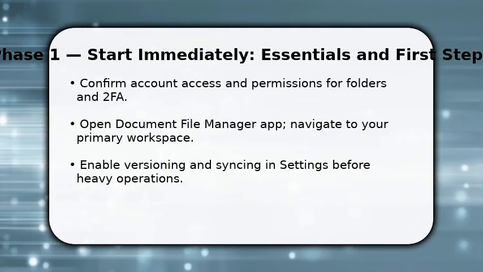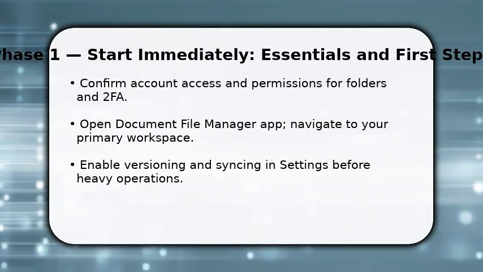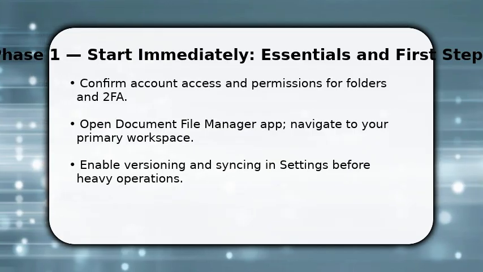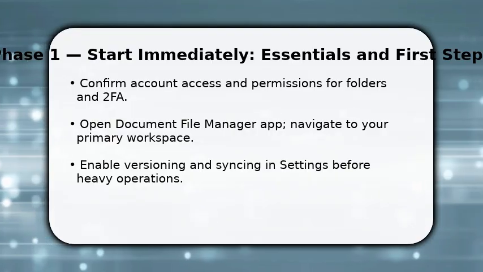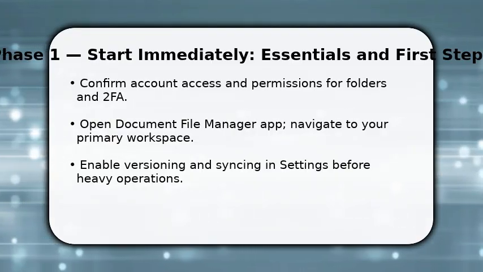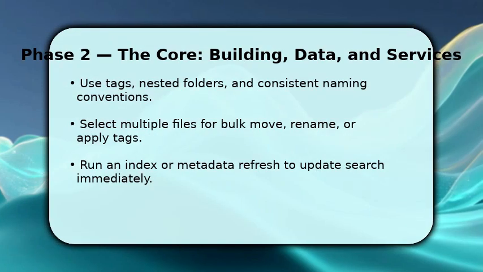Once done, enable versioning and sync so changes are tracked. This prevents accidental overwrites. You should also set file type filters to limit clutter, because that makes batch actions faster. Finally, confirm available storage and a stable connection. Those two factors determine how smoothly you organize.